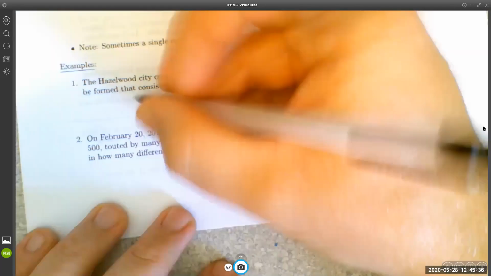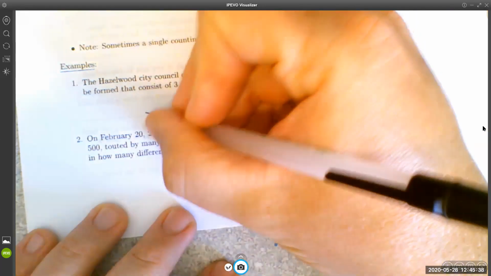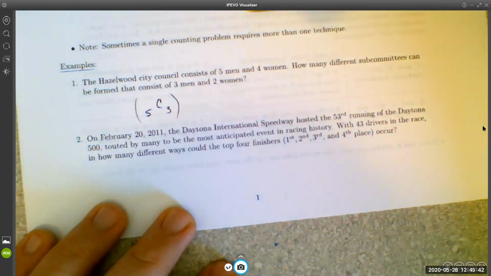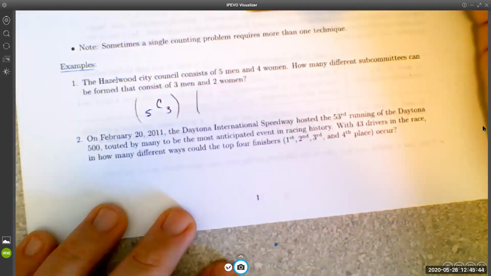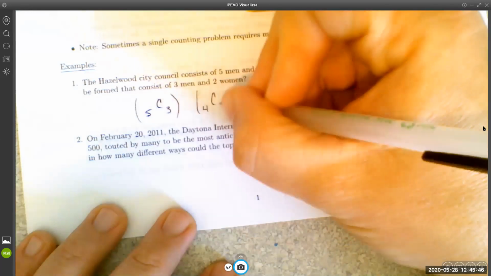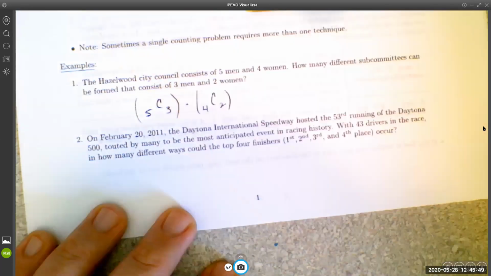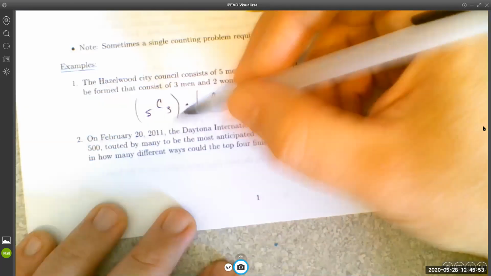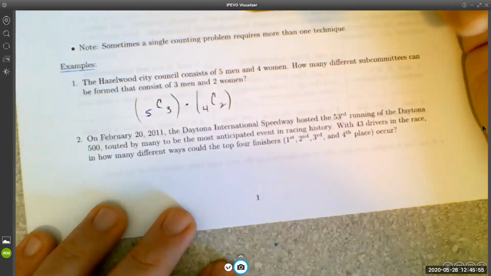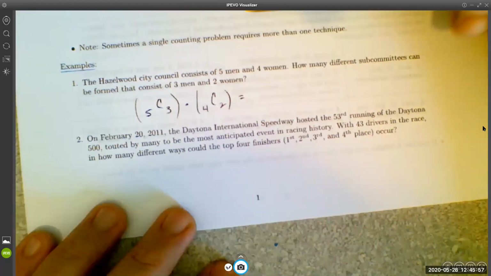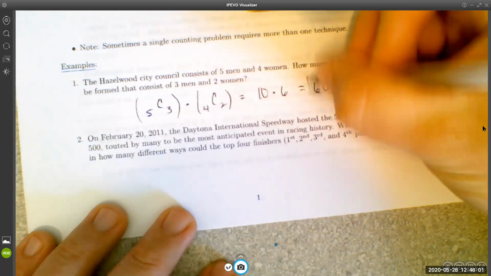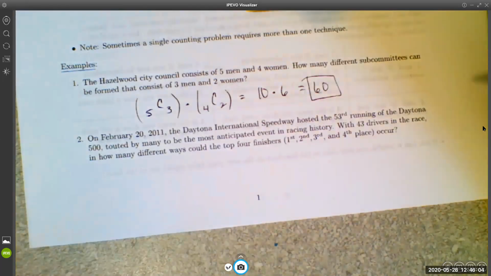So the number of ways I can choose the men is going to be 5 choose 3. By a similar line of reasoning, the number of ways I can choose the women is going to be 4 choose 2. So the total number of subcommittees possible is 5 choose 3 times 4 choose 2. I think 5 choose 3 is 10, and I think 4 choose 2 is 6. So you should get 60. So 60 different subcommittees possible.